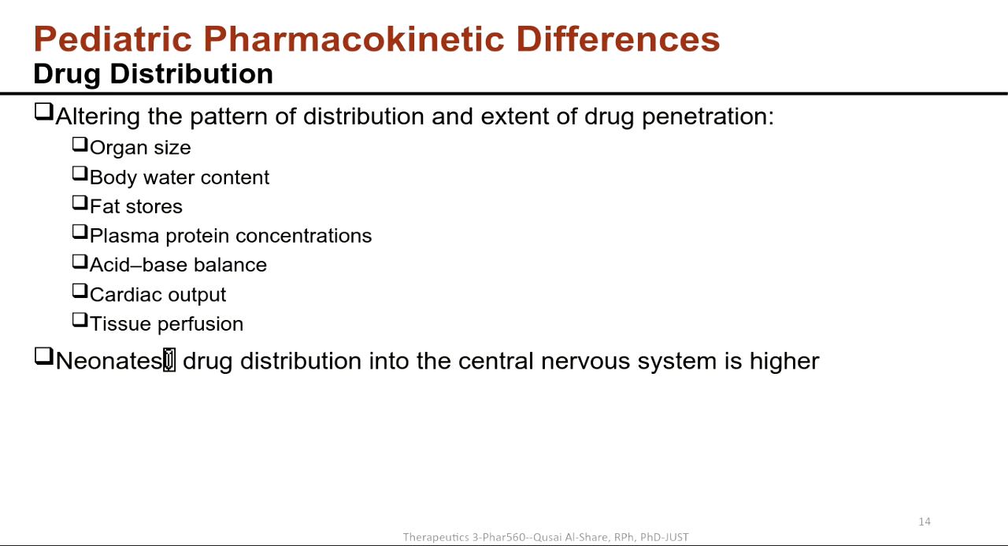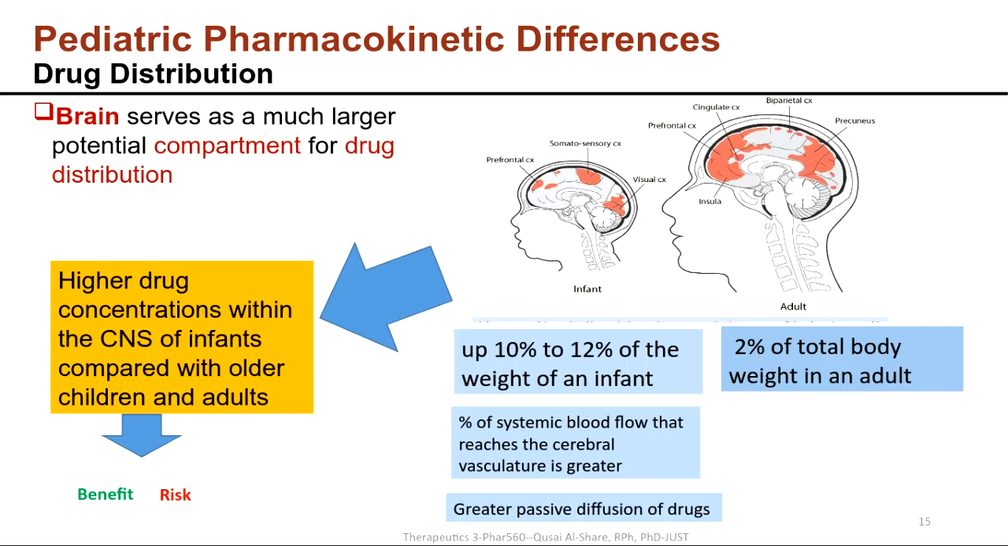For example, drug distribution in neonates is high in the nervous system. The central nervous system receives a high concentration of a drug. Therefore, we need to be careful about those drugs which can penetrate the blood-brain barrier, especially in this patient population. So let's compare the brain versus adult. The brain normally serves as a much larger potential compartment for drug distribution. Some drugs, especially lipophilic drugs that cross the blood-brain barrier, will go to the brain and get distributed there.